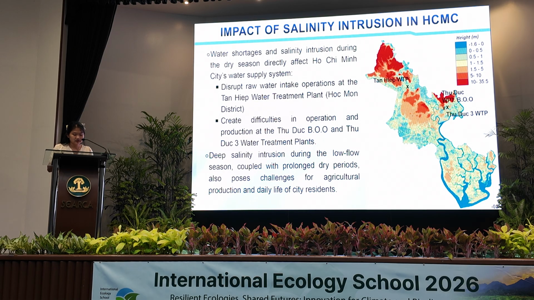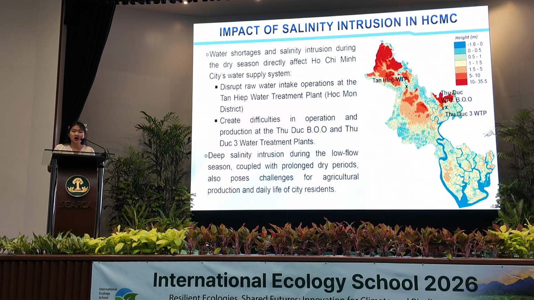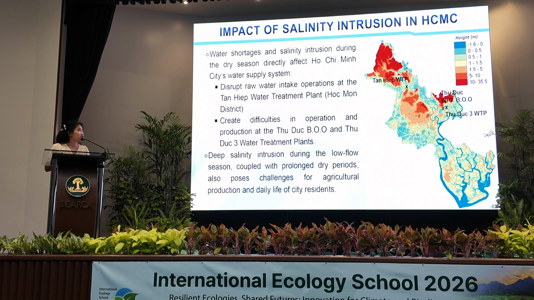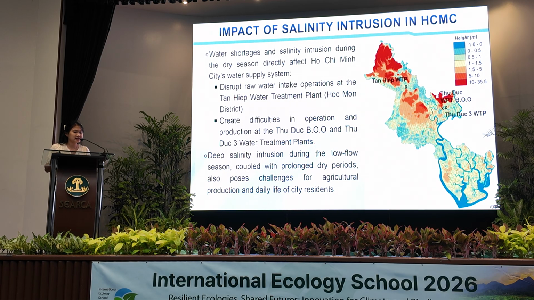Second, when the dry season lasts too long, saltwater goes deep into the land. It causes a lot of trouble for farming and the daily life of local people. Although many physical models have been applied, they still have some limitations. Most importantly, they struggle to capture the nonlinear relationship between salinity and hydrological factors, which is a gap our study aims to address by applying machine learning and deep learning.